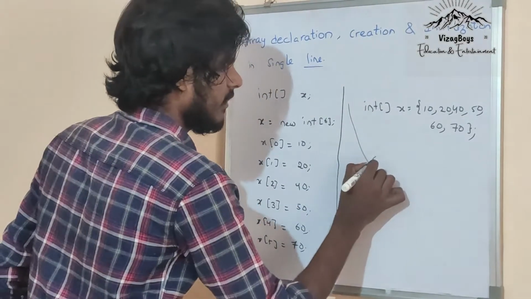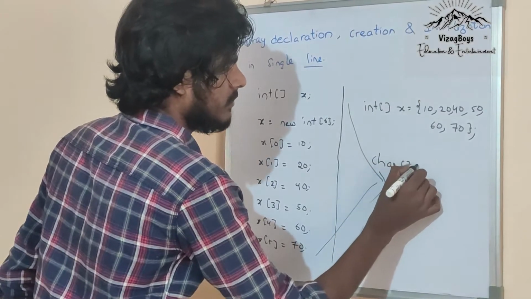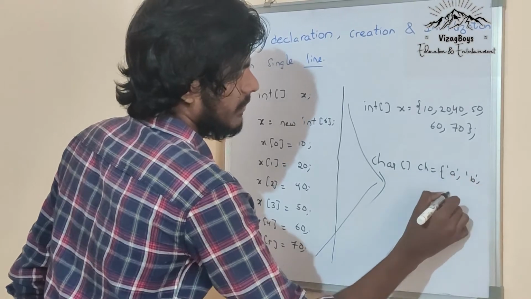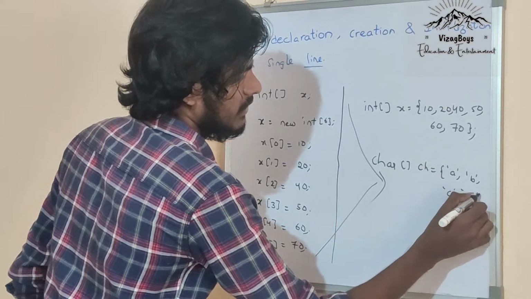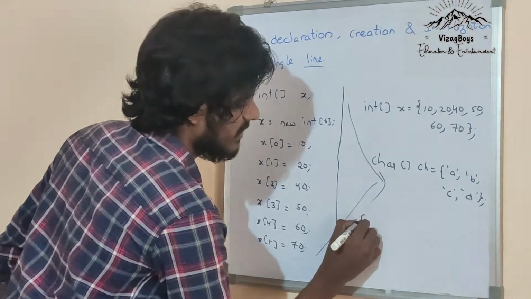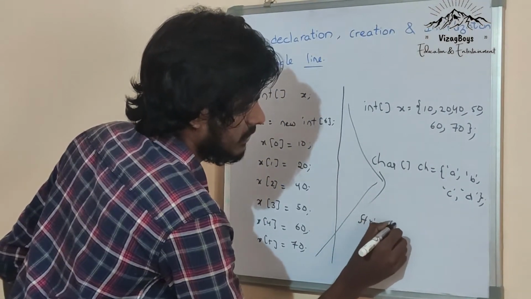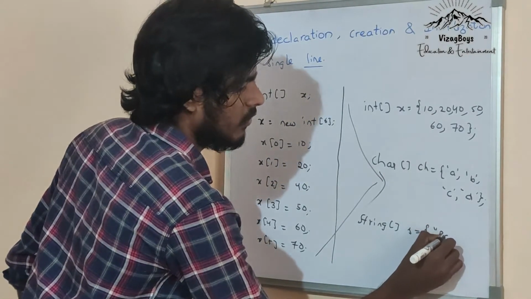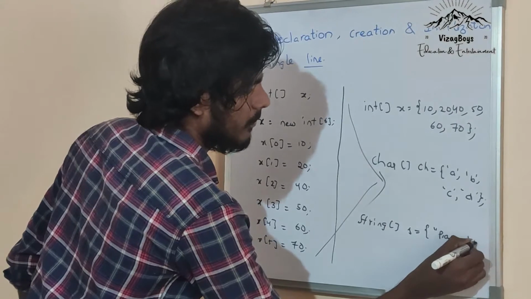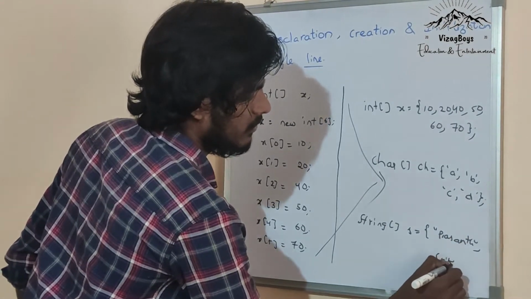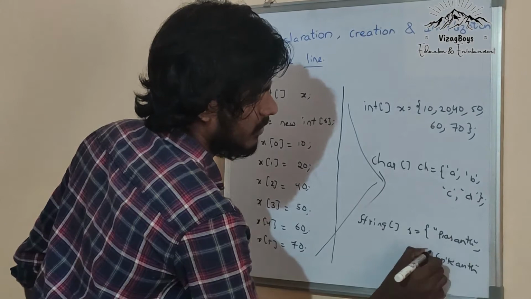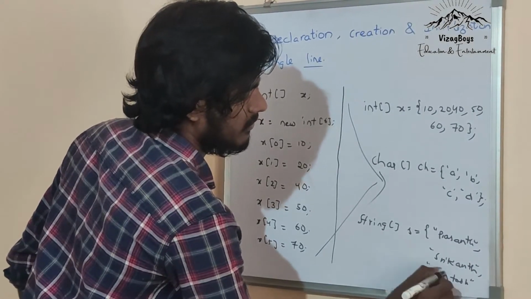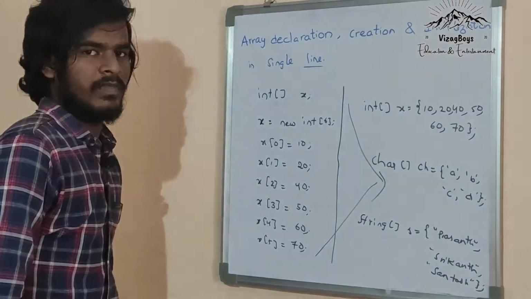Similarly for a character array: char array ch is equal to a, b, c, d. Similarly for a string array: s is equal to Prashant, Srikanth, Santosh. Okay friends, this is the way.